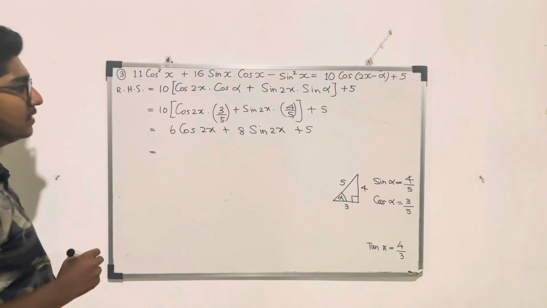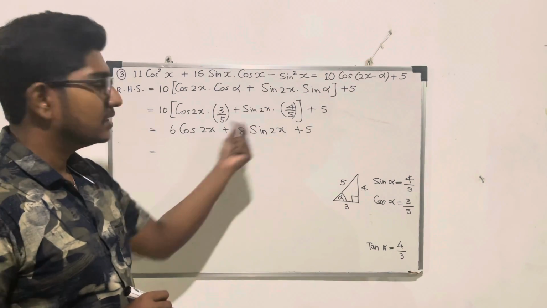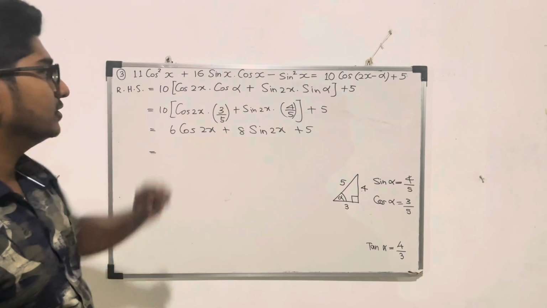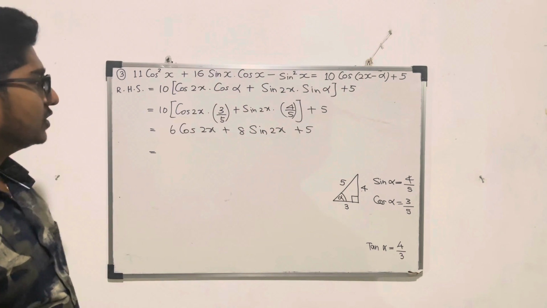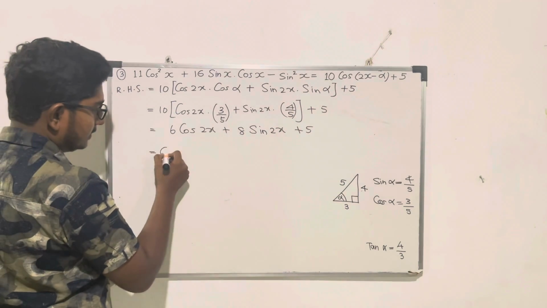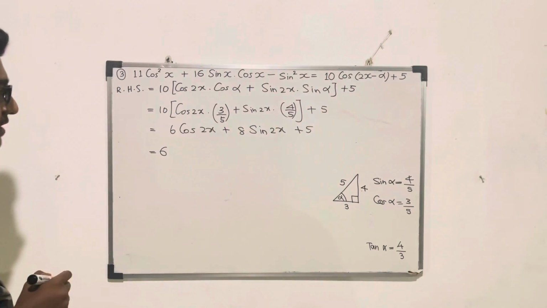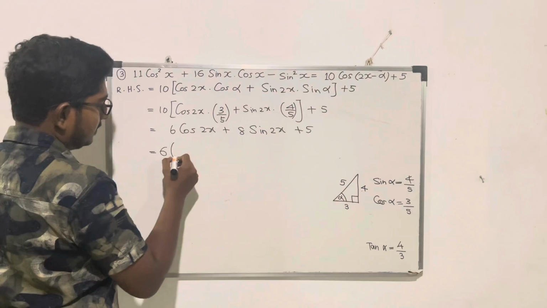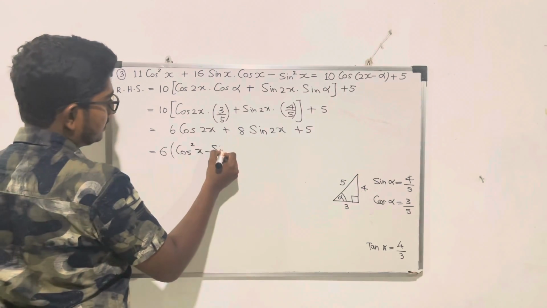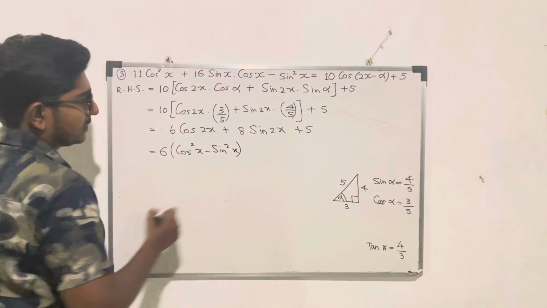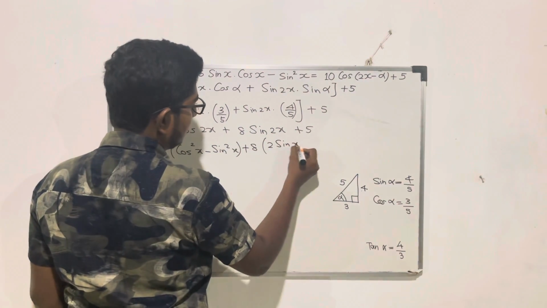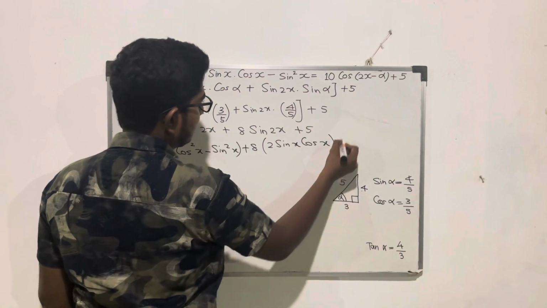Now we have to convert these 2x trigonometric ratios to x trigonometric ratios. So we have to change 2x to x. How to convert that? We know cos 2x is cos squared x minus sin squared x. Then sin 2x is 2 sin x cos x.